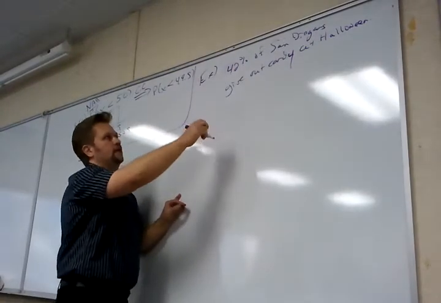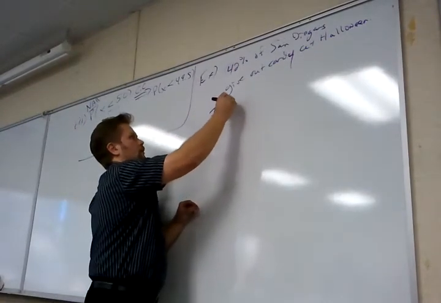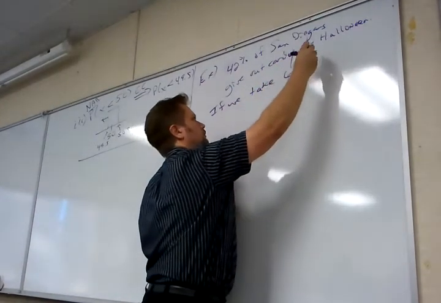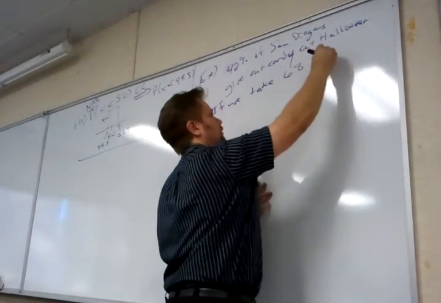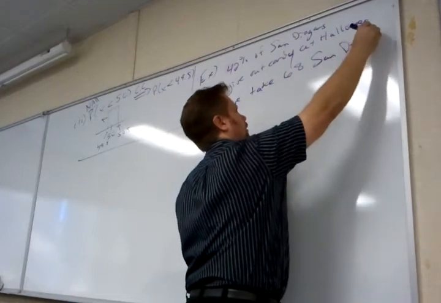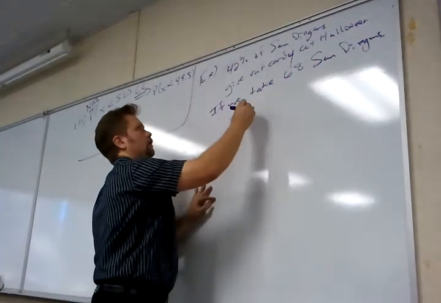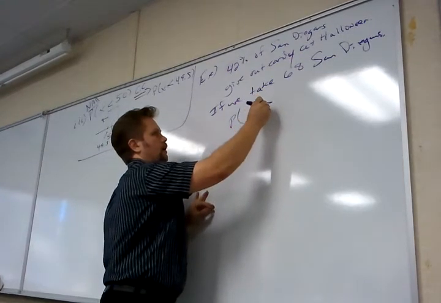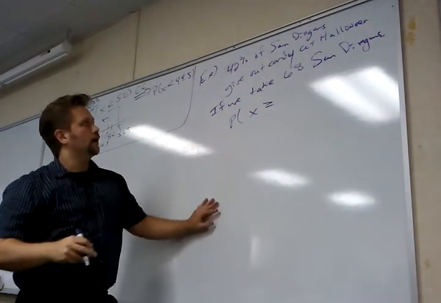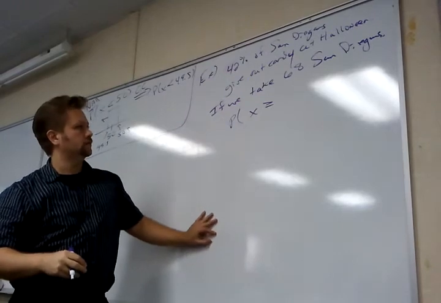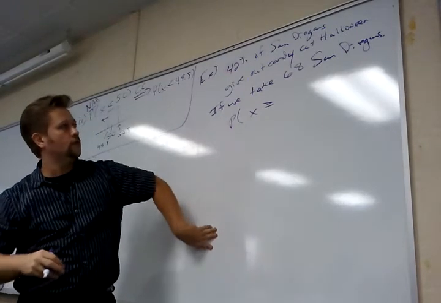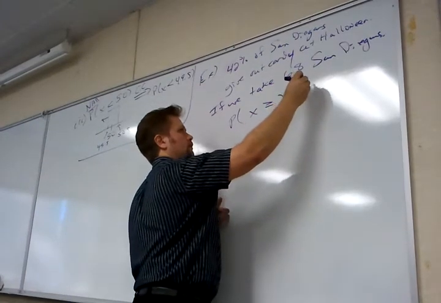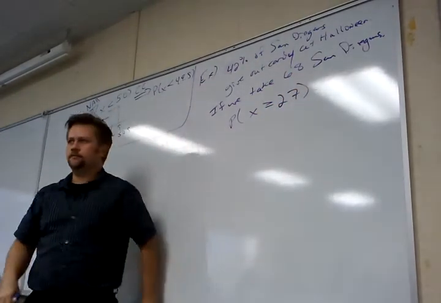42% of San Diegans give out candy at Halloween. If we take 68 San Diegans, what's the probability that at least, what, Jeff? I don't know. Say 27 will give out candy. Right?